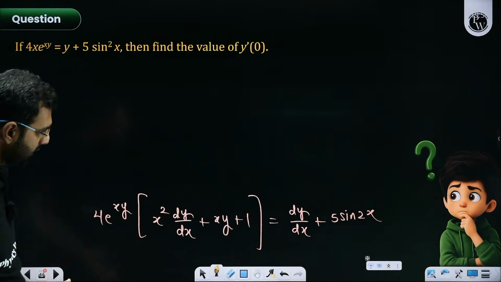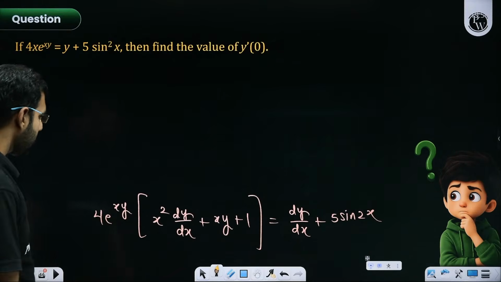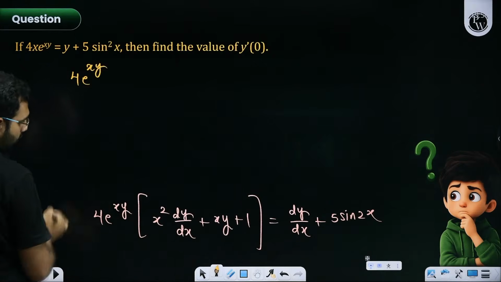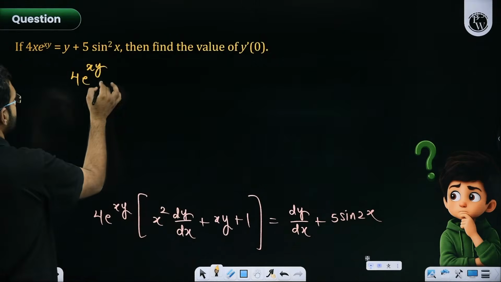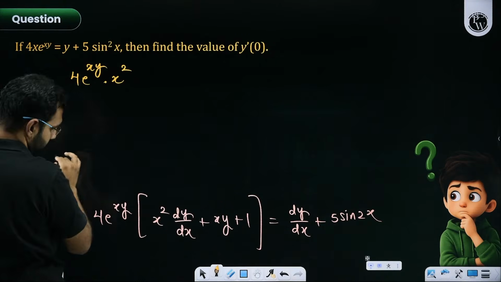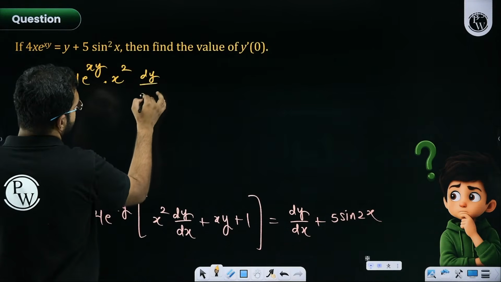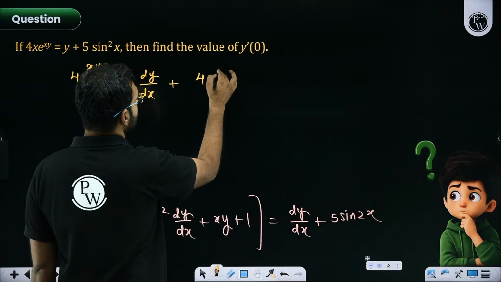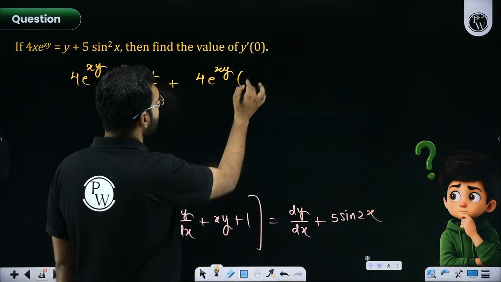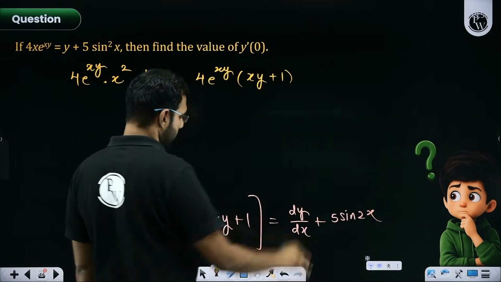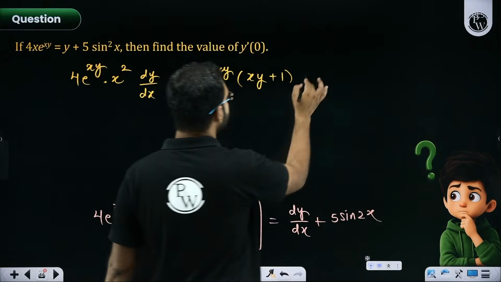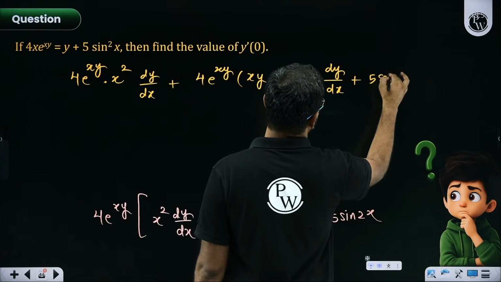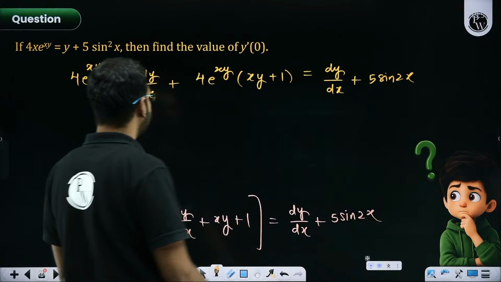So I think it's done. You simply multiply this inside. So it was a waste actually taking this outside because I have to multiply it anyway. This is 4 e to the power xy times x square dy by dx plus 4 e to the power xy times whole of xy plus 1, correct me if I'm wrong, is equal to dy by dx plus 5 sine 2x. I hope no mistake I have committed so far.